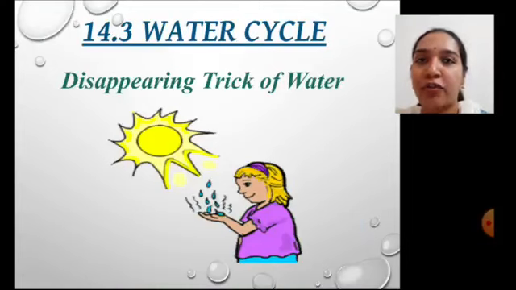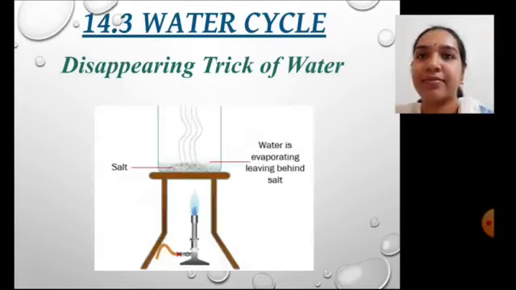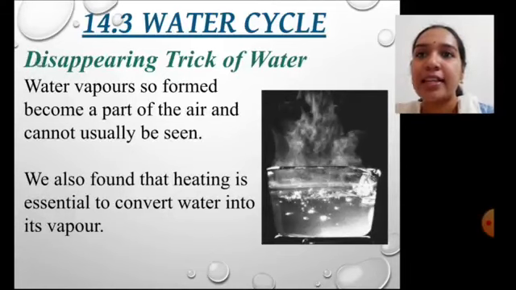The disappearing trick of water means evaporation. While evaporating, the water from oceans leaves behind the salt and water droplets are raised into the atmosphere. This water vapor cannot be directly seen, and it is much faster on heating effect. Evaporation depends on heating effect.